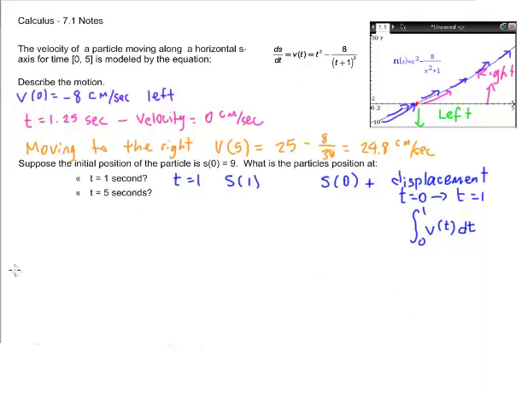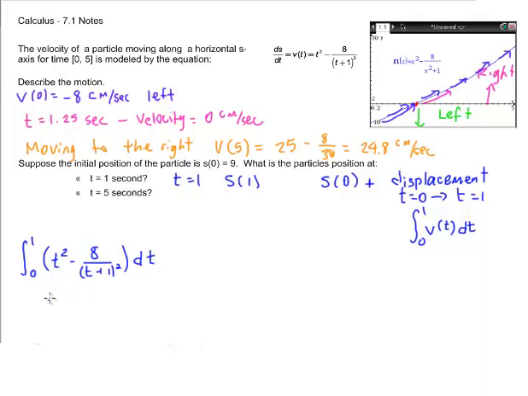So let's take this guy and sort it out. The displacement's going to be the integral from 0 to 1 of t squared minus 8 over (t plus 1) squared dt. Okay, we just want to integrate this, and then we want to look at it from 0 to 1. All right, and so how far are we going to displace?